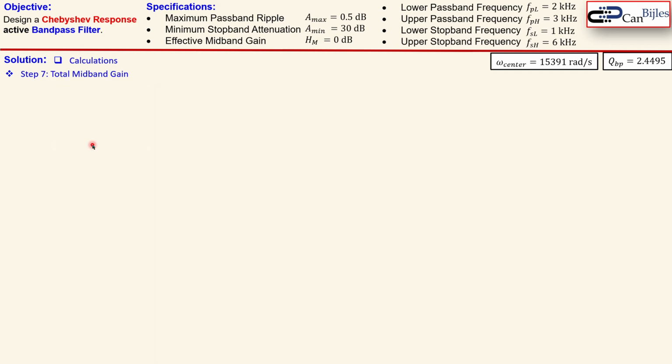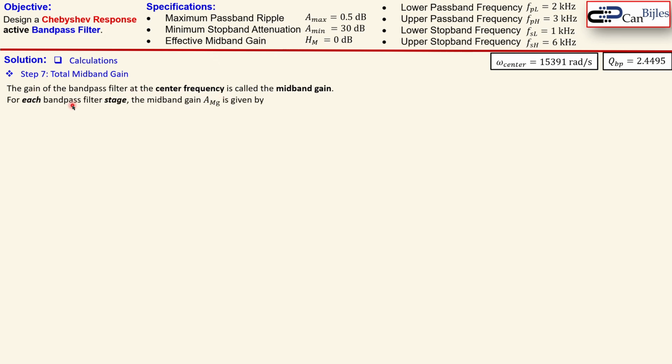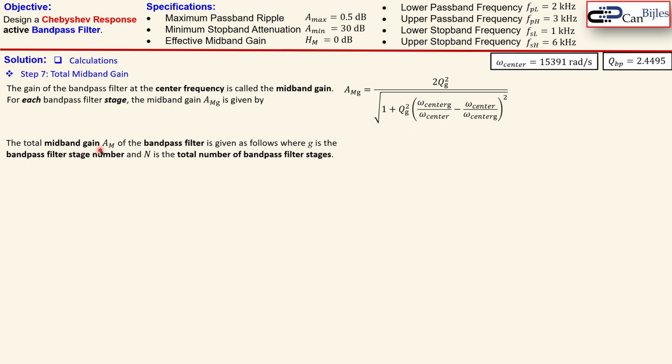We also need to calculate the total midband gain. Now the total midband gain is required in order to also get to the effective midband gain of 0 dB. So the gain of the bandpass filter at the center frequency is called the midband gain. And for each stage there is a midband gain, and that is given by this expression where you see again the quality factor, the center frequency of each stage, and also the center frequency for the bandpass filter in total. So the total midband gain of the bandpass filter is given as follows, where G is the bandpass filter stage and the N here is the number of stages we have.